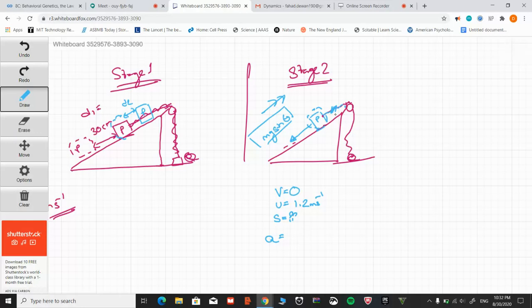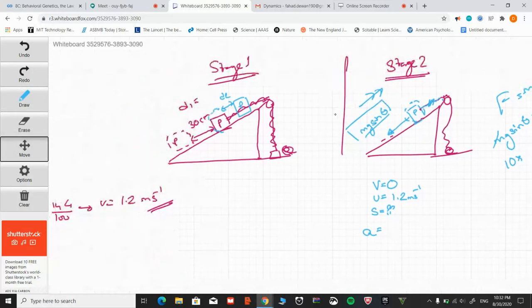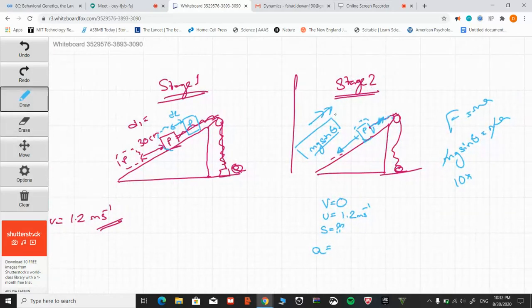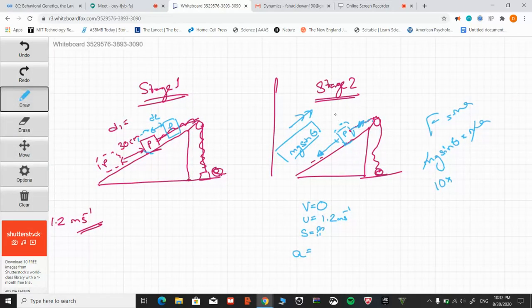Now the good thing is we have enough information to figure out the deceleration, and that is F equals to ma. The resultant force is mg sine theta. So the m cancels out, and so that's 10 into the sine theta value, which we found as 1/4, so that's 0.25, equals the acceleration value. So 2.5 meters per second square is the acceleration value. In this case, it's deceleration.